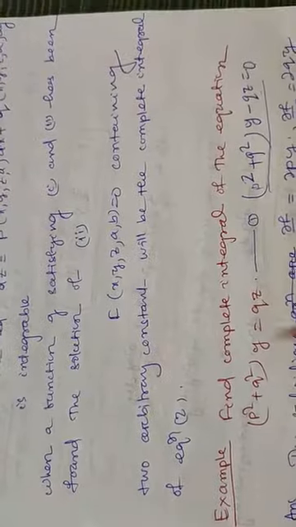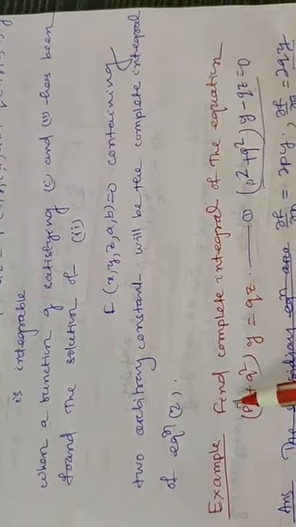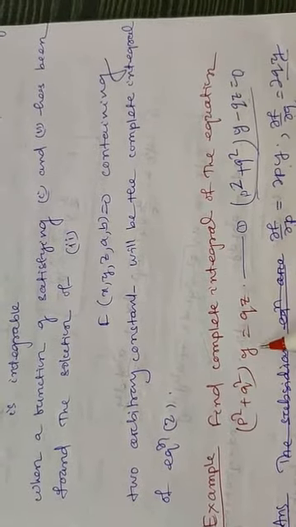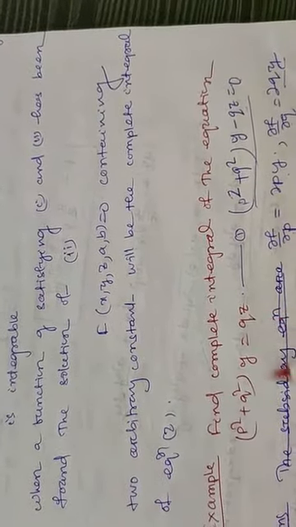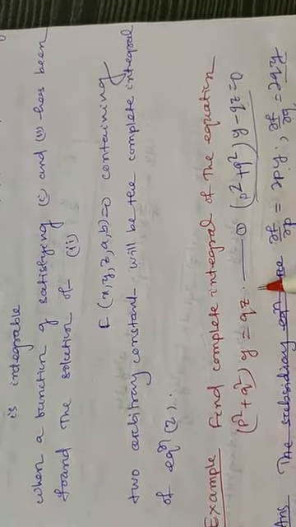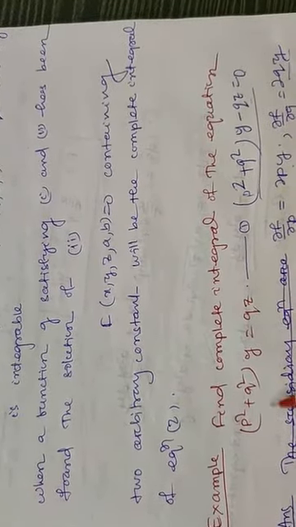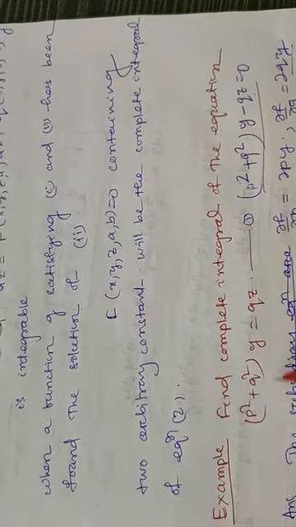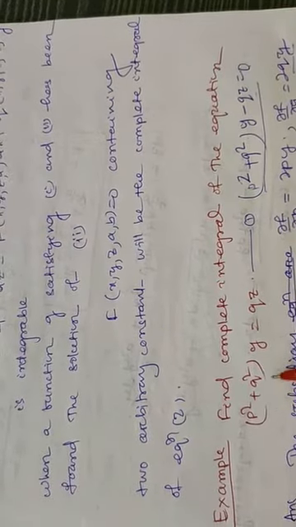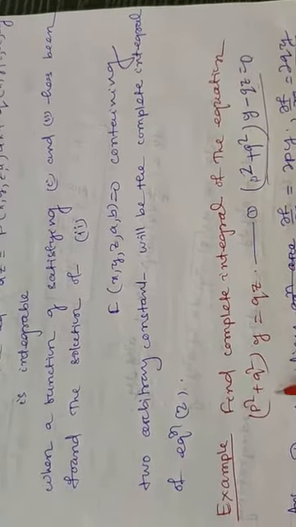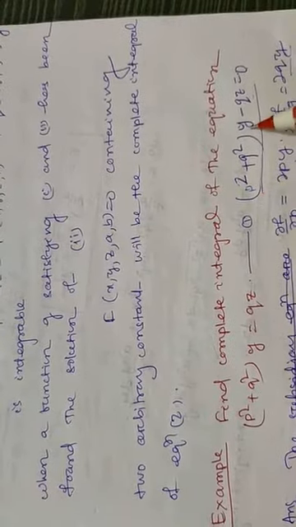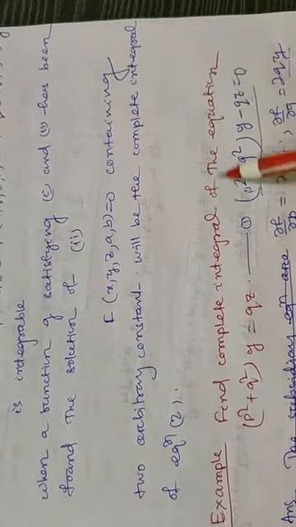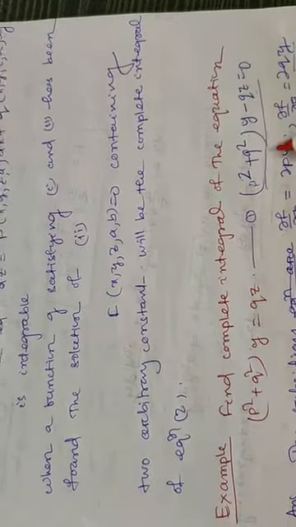Suppose you are given a problem like this. Find the complete integral of the equation p square plus q square y is equal to qz. This can be written as p square plus q square y minus qz is equal to 0. That is in the form f of x, y, z, p, q is equal to 0. Look at this equation: p square plus q square y minus qz is equal to 0. This is f of x, y, z, p, q.